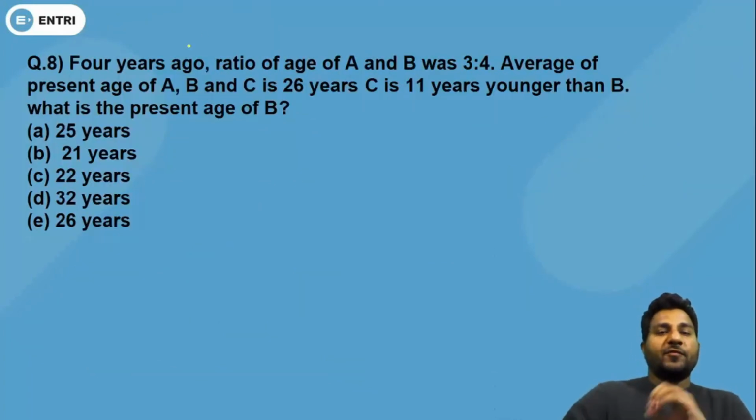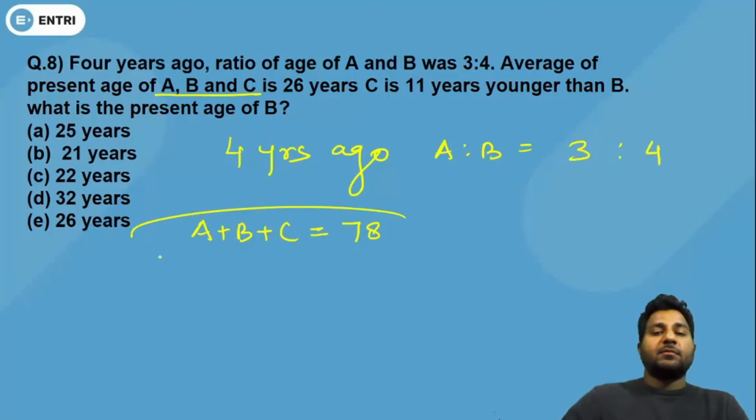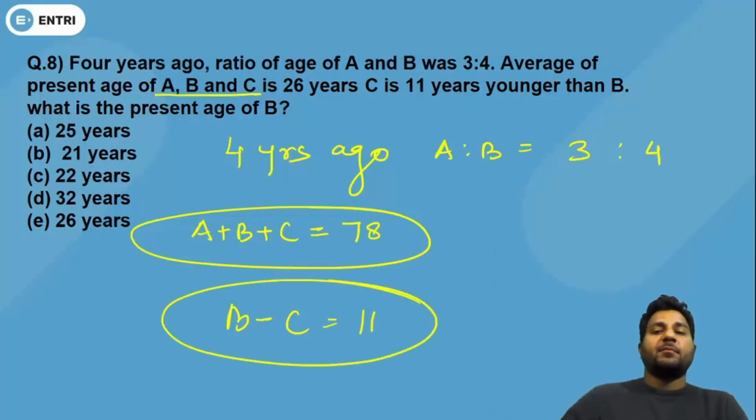The next question. 4 years ago, the ratio of age of A and B was 3:4. The average of present age of ABC was 26 years. That means the total age will become 78. And C is 11 years younger than B. What is the present age of B?